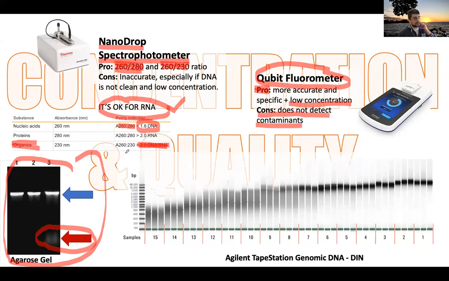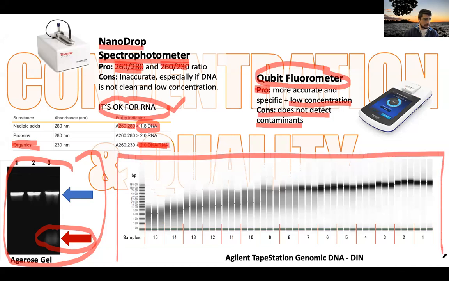Also, there's another QC step that you can do. This is done using either the agarose gel or the TapeStation, and this is seen at the bottom right. This is telling you not only the concentration of the DNA that you have, but also the quality of your DNA. Is it high molecular weight, like you see in the far right lanes, like lane 1, or is it very degraded, like you see at the far left, like in lane 15?